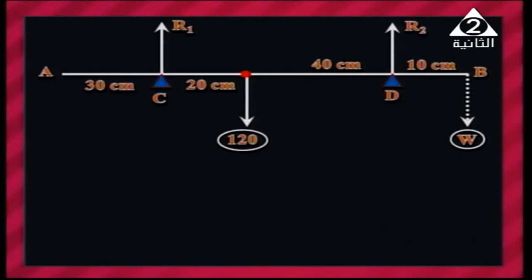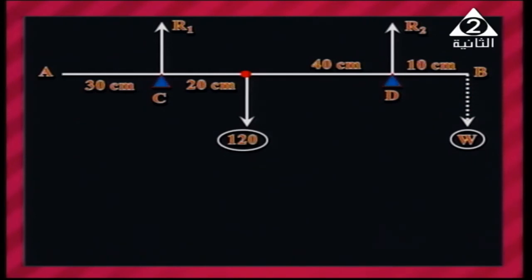We have two supports at C and D. At C, at a distance 30 centimeter from A, its reaction is R1, the action of the support at point C. The other support at point D, at a distance 10 centimeter from B, has reaction R2. Then if we have a weight at point B, find the value of W. My dear student, we have two equations to find the value of W and R1, R2.